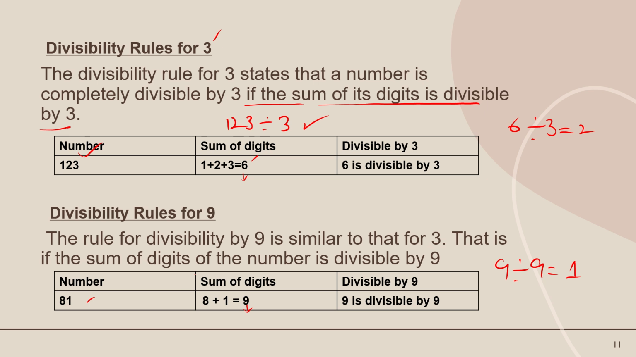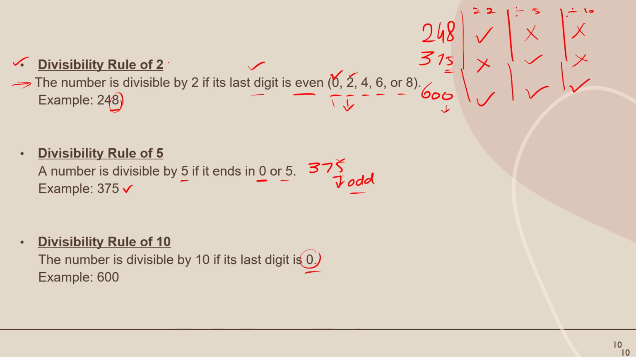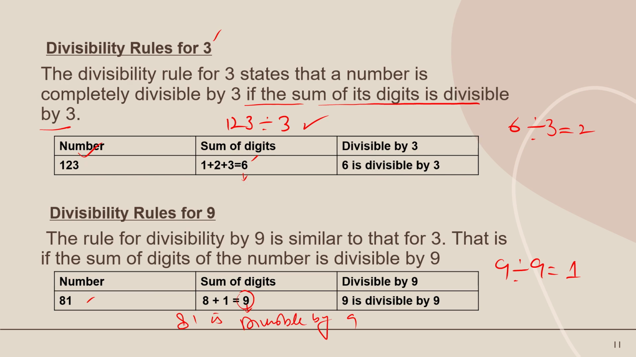Okay, if the sum of the digits of the number is divisible by 9, then the number is divisible by 9. 9 is divisible by 9, so 81 is divisible by 9. Okay, so in the previous lesson, 2, 5, 10 is one category and 3, 9 is one category.